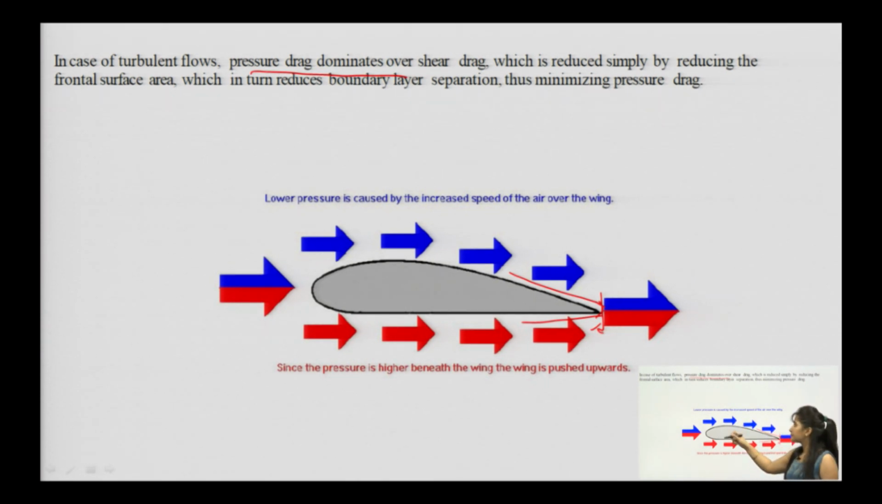Here you can see that at the upper section lower pressure is caused by the increased speed of the air over the wing. Over this wing, the increased speed of the air is causing low pressure, while at the bottom the pressure is higher beneath the wing because the wing is pushed upward. Since the bottom portion has the higher pressure, it keeps the body moving in the upward direction, and lower pressure causes an increase in the actual speed of the plane, and this is how the flight of an aeroplane takes place.